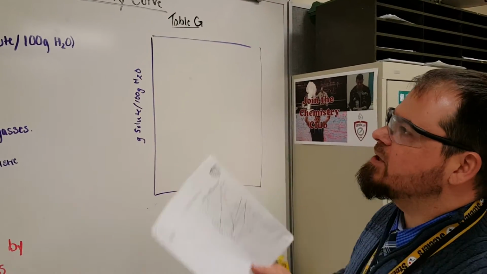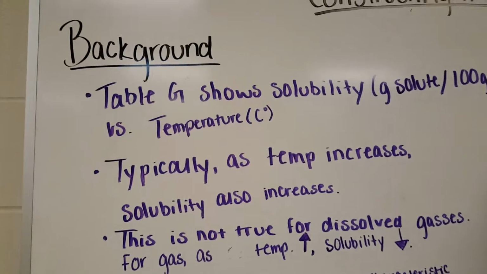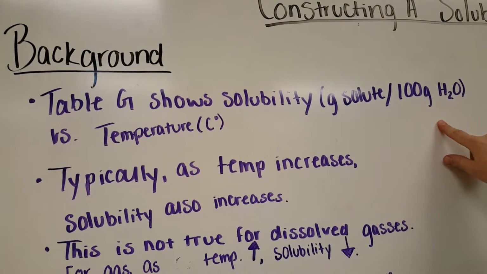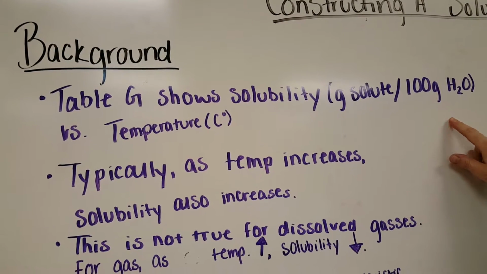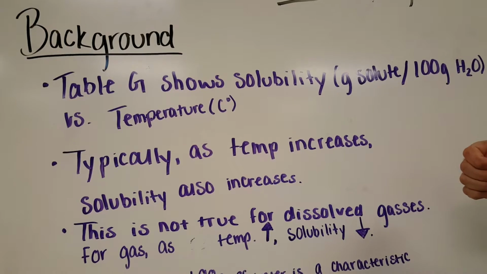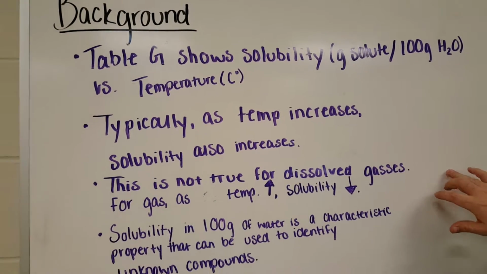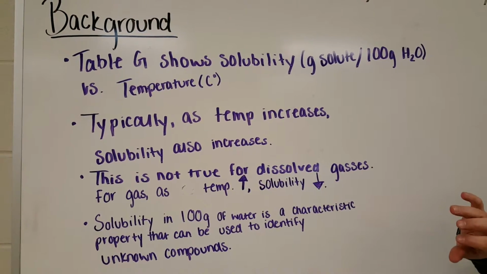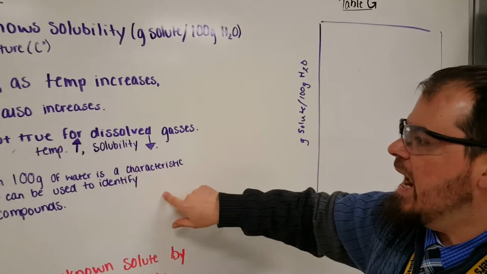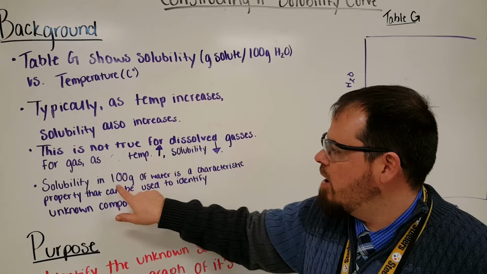Little background information on solubility. Table G is going to tell us specifically in 100 grams of water how much stuff is going to dissolve at what temperature. For solids, as temperature goes up, solubility goes up. For gases, the opposite: as temperature goes up, solubility goes down. And of course, remember, it's only for 100 grams of water.